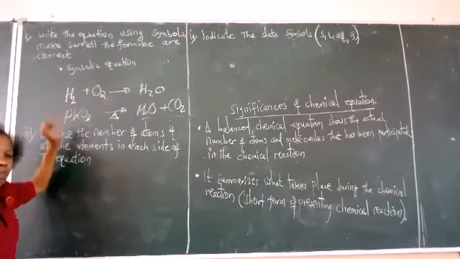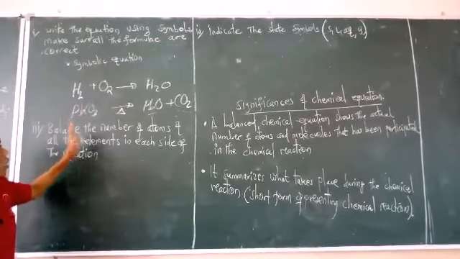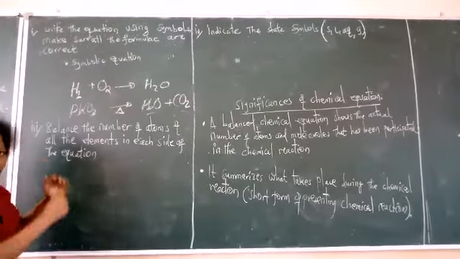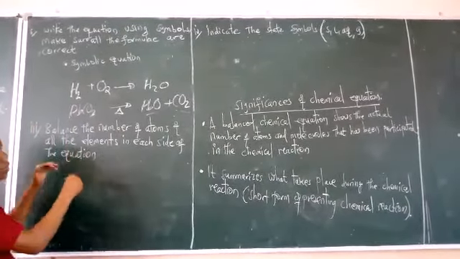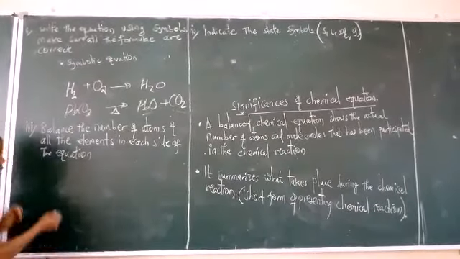That's the second step. The other step then, we have to make sure the number of atoms of elements on each side, I mean on the side of reactants and on the side of products, are well balanced. Then let's see here.